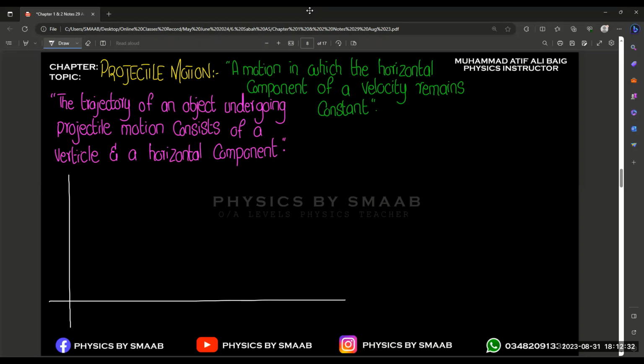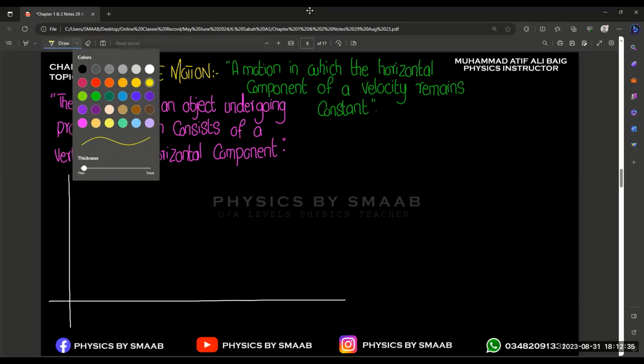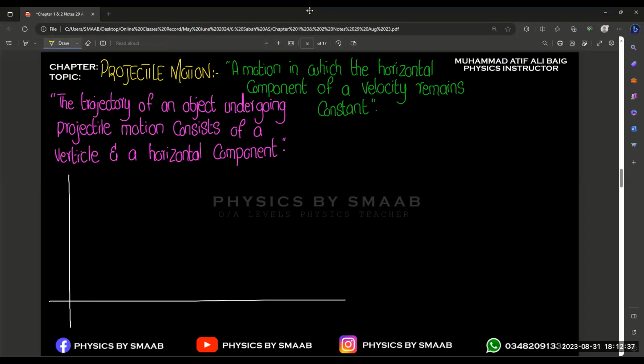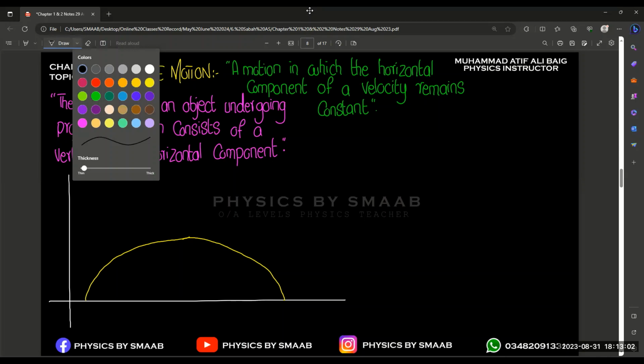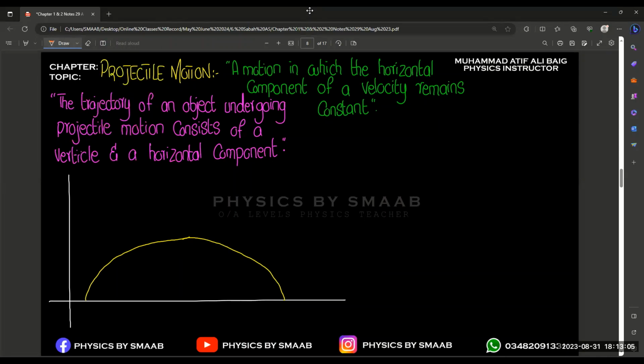So this is our x and y axis. And if we want to draw a projectile motion, let's suppose we just consider motion like this. So this is our projectile motion. And we are talking about the components. So let's find out the components, let's suppose we start from this point.